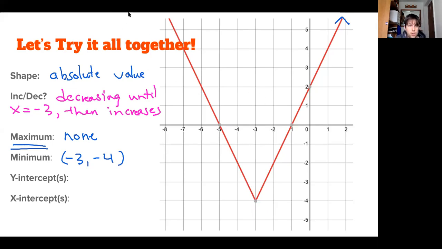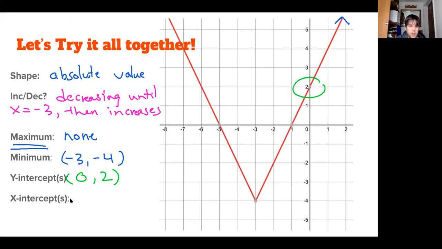Y-intercept. Where does this graph cross the y-axis? You can see it right here. Here's our y-axis. It's crossing at 2 on the y-axis. Our coordinate is 0, 2. Remember, because we're not moving left or right, we're only moving up. So that x-coordinate is 0, y-coordinate is 2.